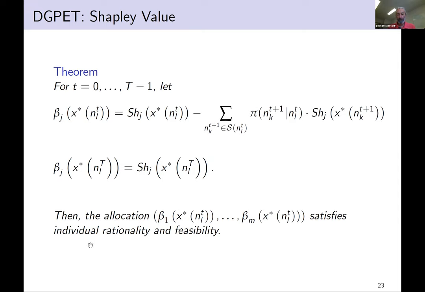Here, this allocation is individually rational and feasible. So this means that in any cooperative game, cooperation can be sustained for as long as the players accept the Shapley value and the mechanism that is implemented.